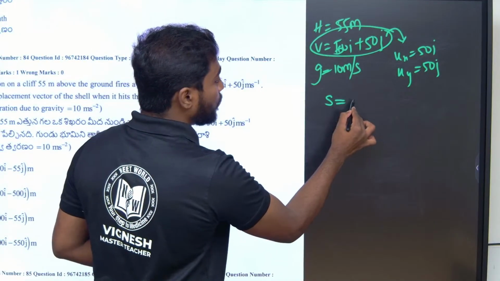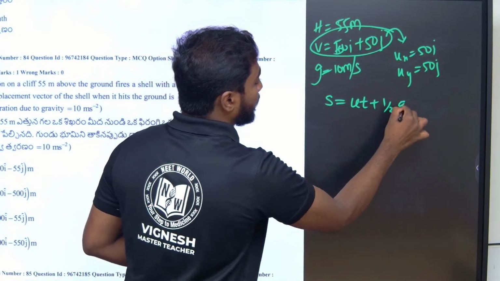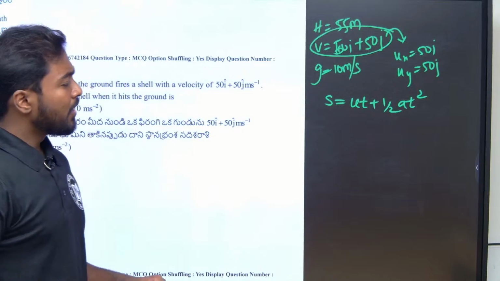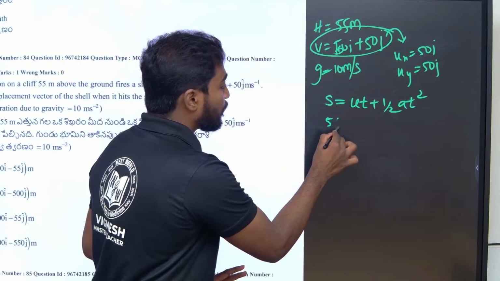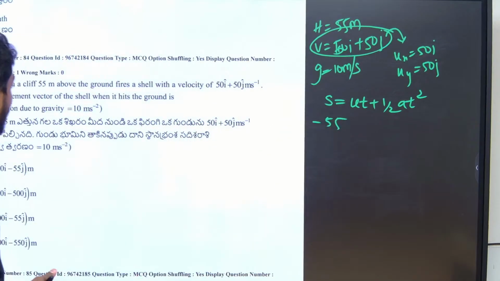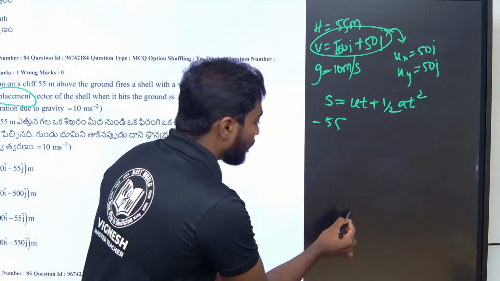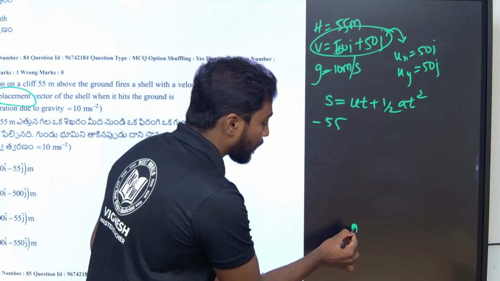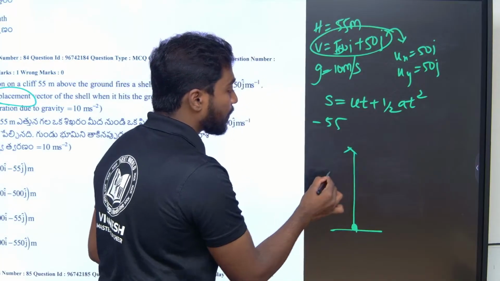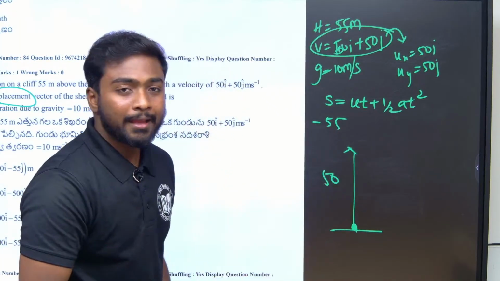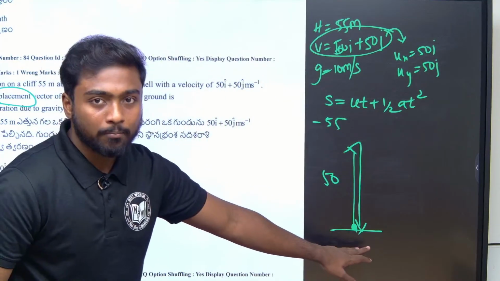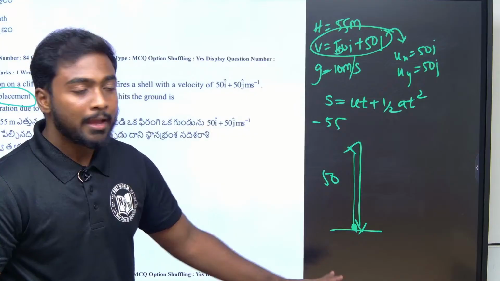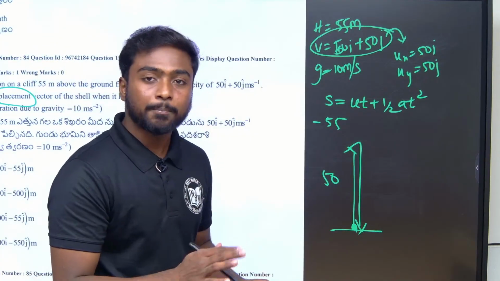S is equal to ut plus half at square. We know the height. Let me take the height as 55. We should take it as minus 55 because they are asking about displacement. What is displacement? When I throw a stone from the ground level to some height, say 50 meter, and the stone comes down again to ground level, the same distance has been covered. But if I talk about the displacement, displacement will be 0.